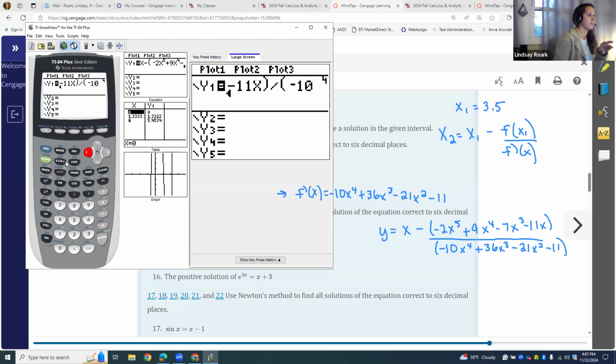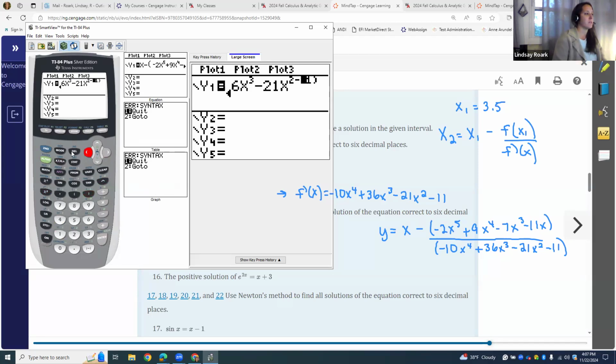I want to make sure I get that. Okay, negative 10x to the fourth plus 36x cubed minus 21x squared minus 11. Okay, I was still on the exponent for that last one. So close, so close. Let me make sure I have that in there correct. Okay, no, I don't want a box up there. Go away, minus 11. Okay, sorry, I'm just talking to my calculator kind of aggressively.